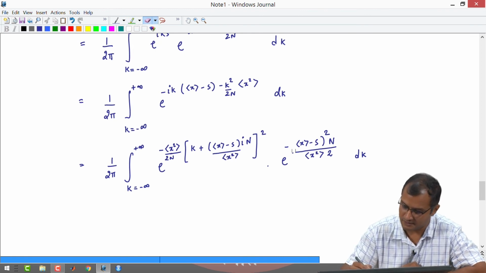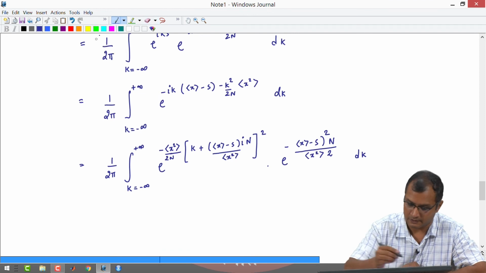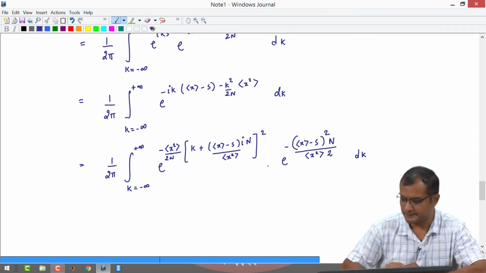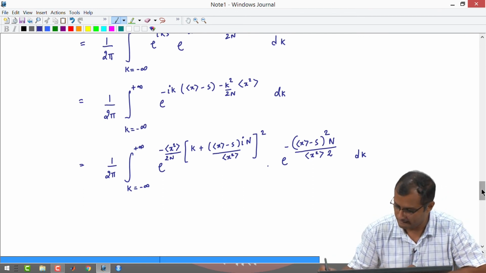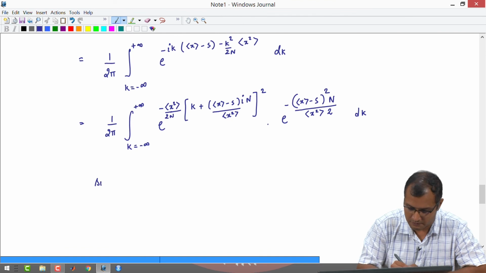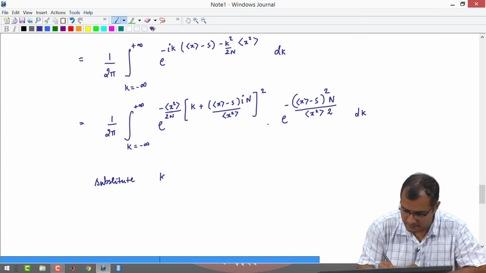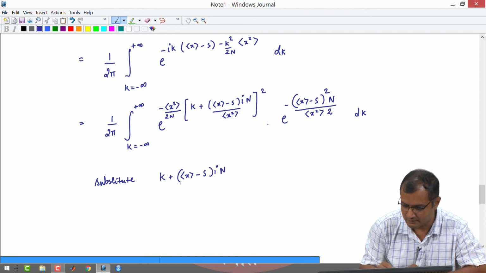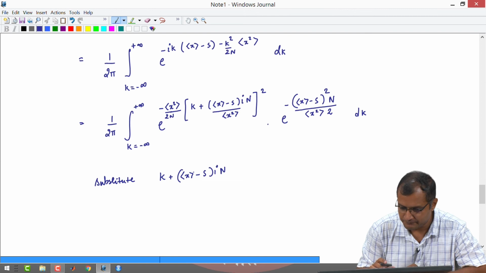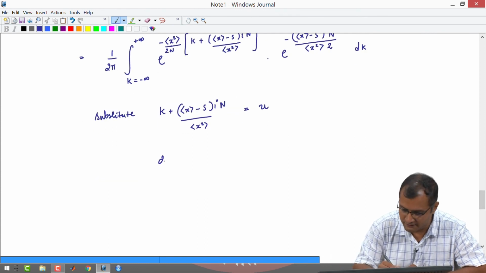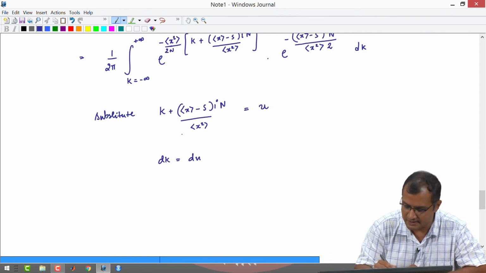Right, so you can check this. I have computed this as the factorization, and now you can substitute k plus mod x minus s into it. This is a constant. Okay, so my variable is k, so the entire thing here is substituted as some u. So d of k will be just d of u because the entire thing is just a constant.